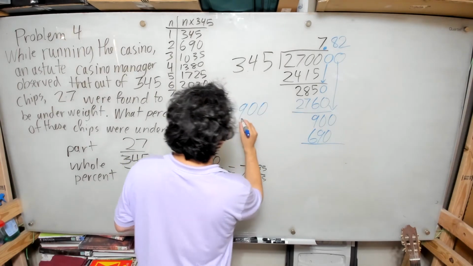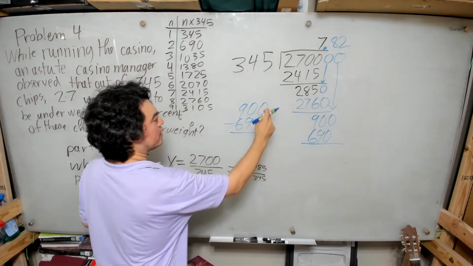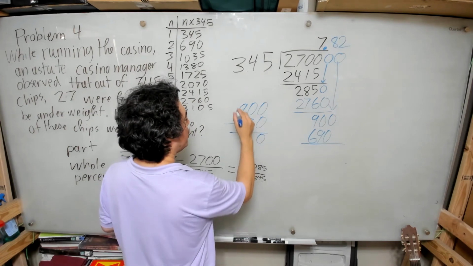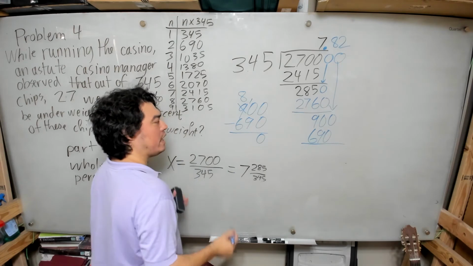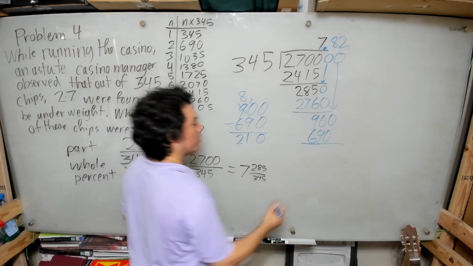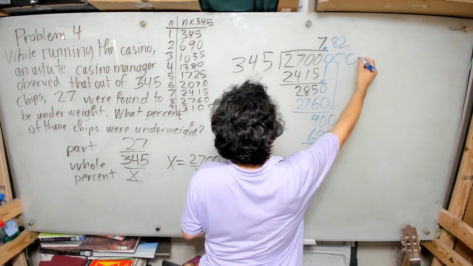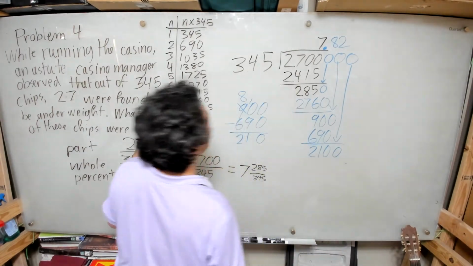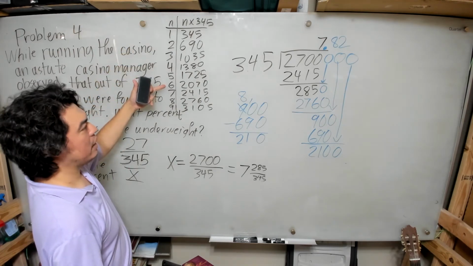900 minus 690. Okay? So I ask, 0 minus 0. That's 0. 0 minus 9, I can't do it. So I'm going to borrow from this. This is going to become an 8, and this is going to become a 10. 10 minus 9, that's 1. 8 minus 6 is 2. So this is 210. And then once I perform that subtraction, I bring down another 0. I get 2100. I ask myself, how many times does 345 go into 2100? 6 times.